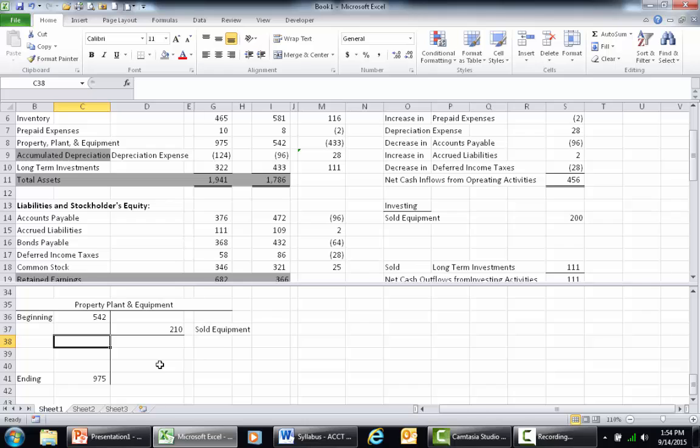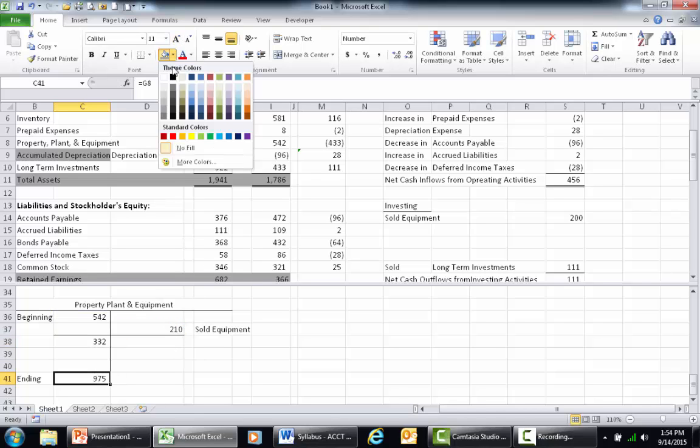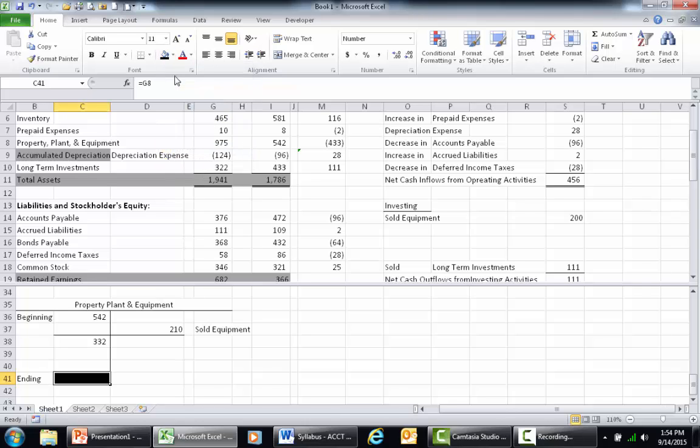So when we do the calculations, we should have 542 minus 210. And if nothing else happened, let's cover this number up here for a second. If nothing else happened, we should have an ending balance of $332. Then we have to look at the ending balance to see if we did have an ending balance of $332. No. We had an ending balance of $975. What that means is something must have happened to bring our balance up from 332 to 975.